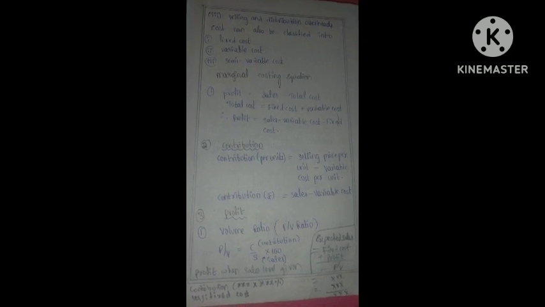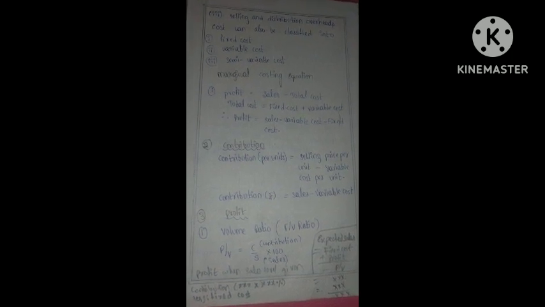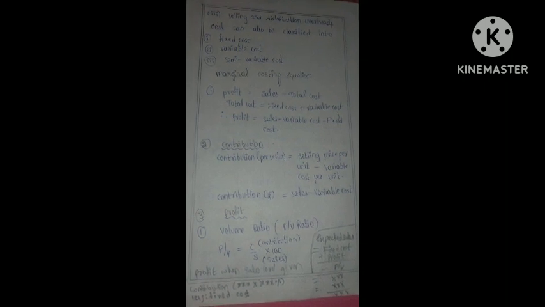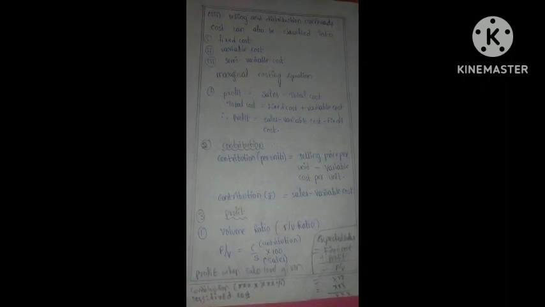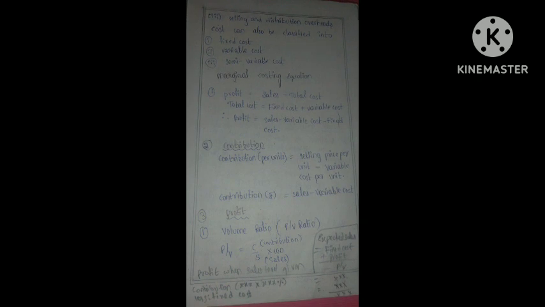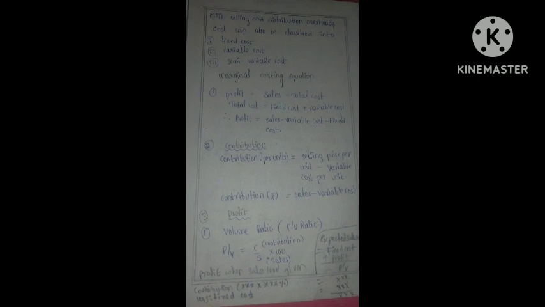Profit when sales level is given: contribution minus fixed cost. For contribution, we have to take the sales amount and multiply it with the PV ratio. Then we have to subtract the fixed cost.